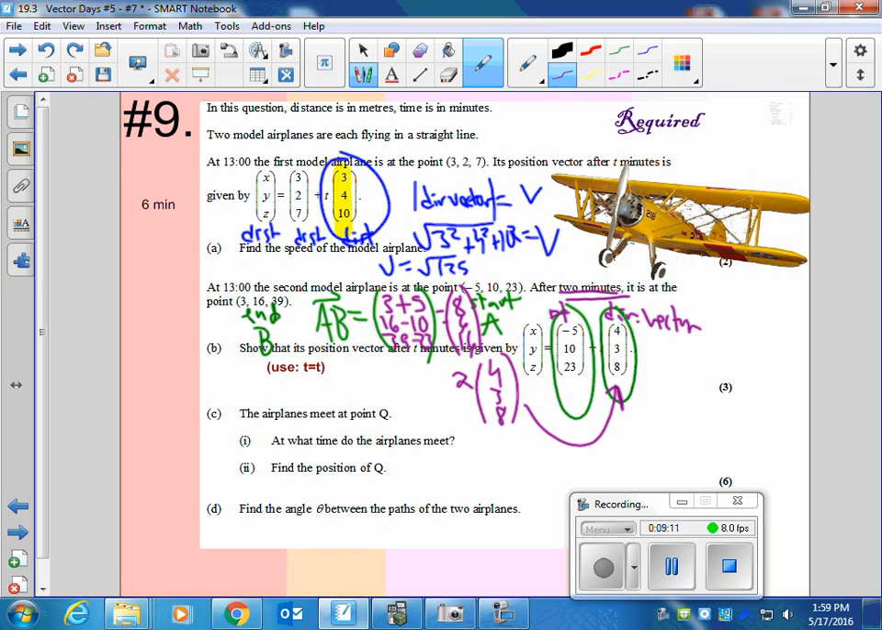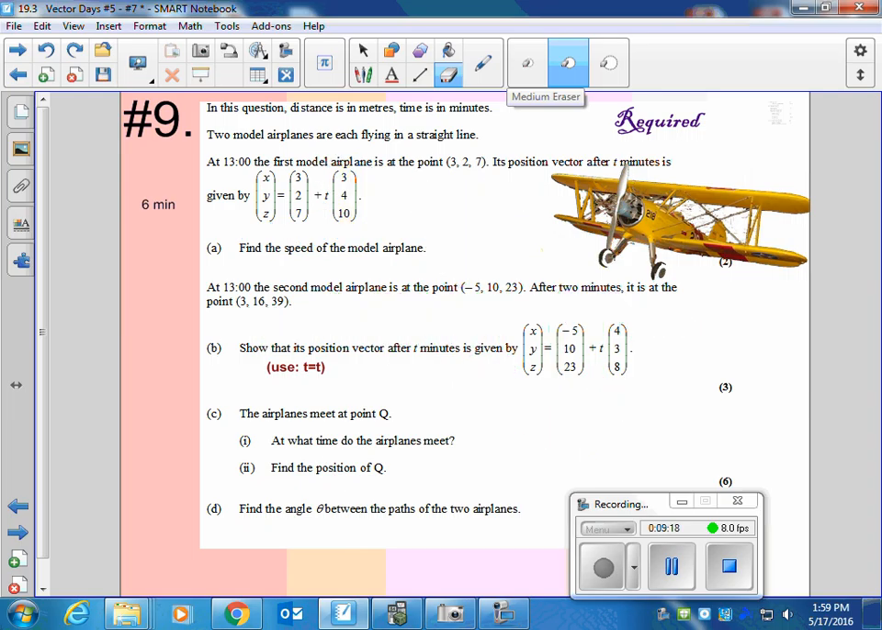All right, now you have 2 vectors up here, 2 of them. You show at what time the planes meet and what that intersection point is. I'm going to let you do that right now.